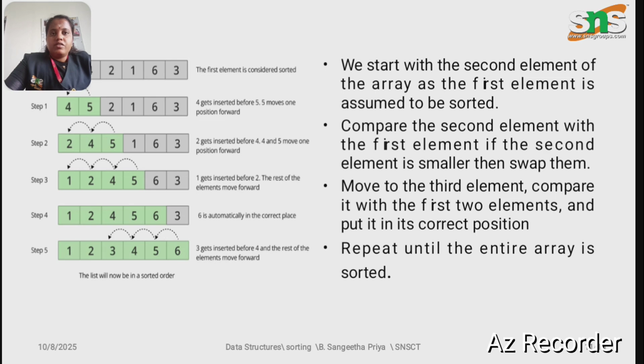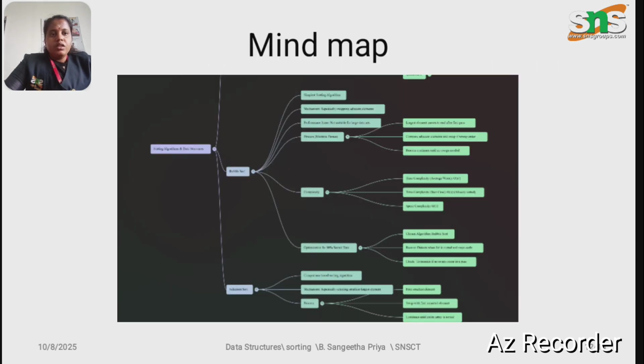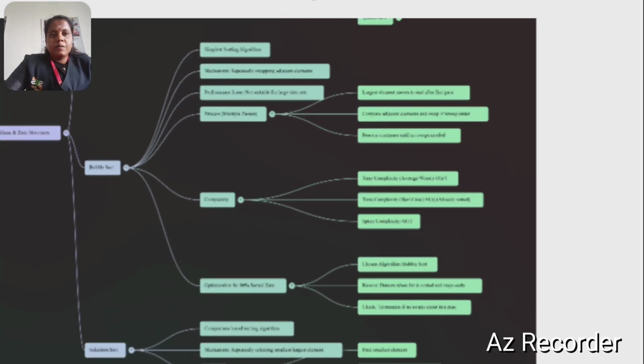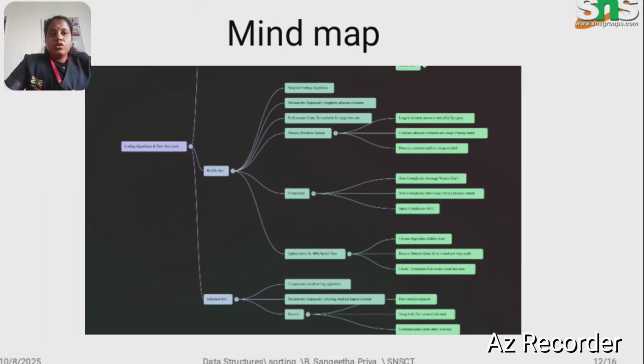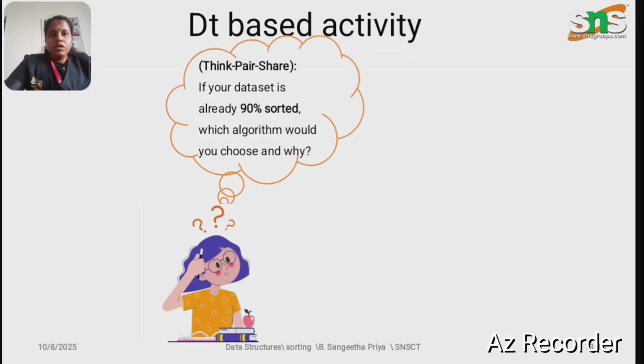Hope you all understood the insertion sort and the selection sort explained in this video. Here the mind map is explained for the whole unit, showing the sorting algorithms and how efficiently they work. And next one is the DT based activity. If a data set is already 90% sorted, which algorithm could you choose and why?